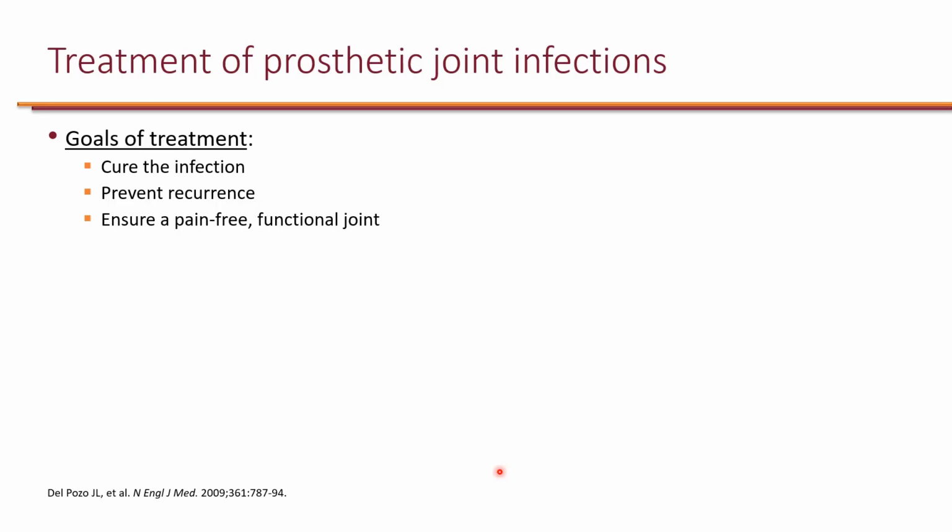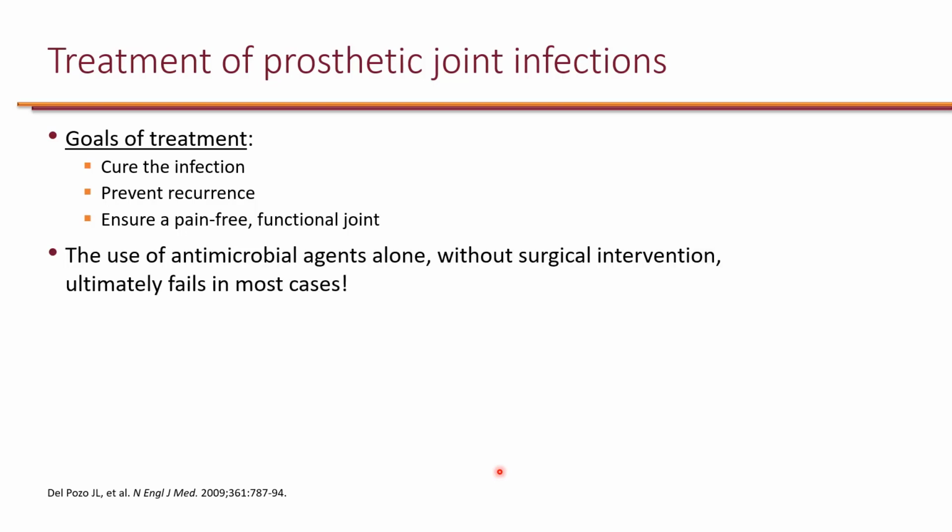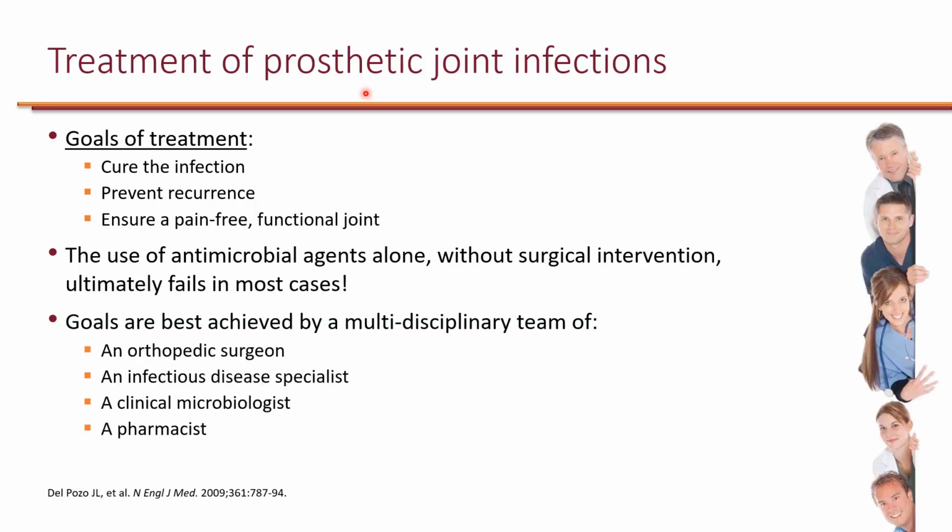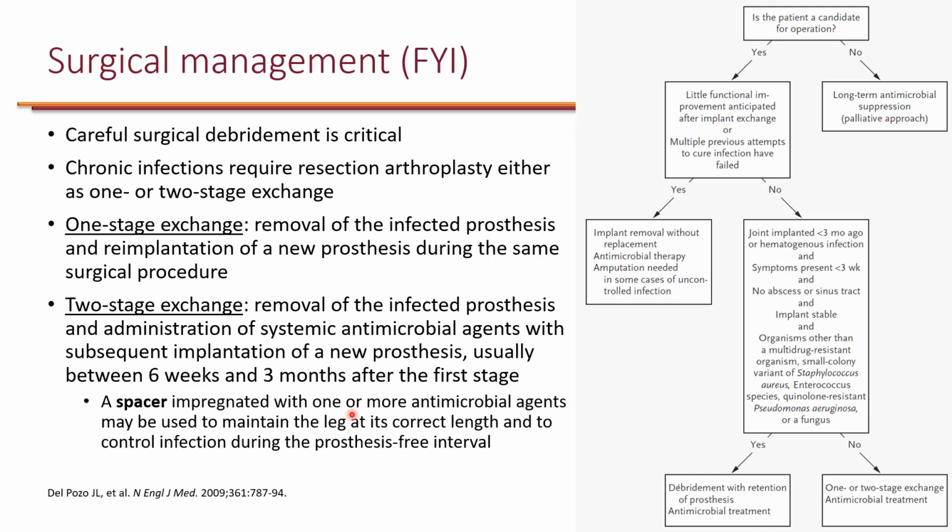Now, for prosthetic joint infections, the goal of therapy is, of course, to cure the infection and prevent recurrence, but also to ensure a pain-free and functional joint. The use of antimicrobial agents alone without surgical intervention is often unsuccessful because of the presence of a foreign object. Source control becomes extremely important. Therefore, the goals are best achieved by a multidisciplinary team of orthopedic surgeons, infectious disease specialists, a clinical microbiologist, and of course, a pharmacist.